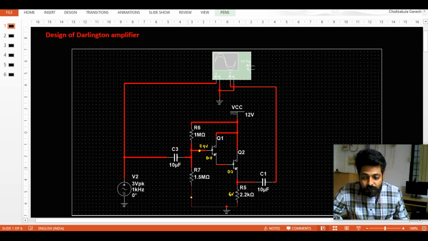After I do the connections, I have to simulate my Darlington amplifier and observe a few things. I have to verify the voltage gain should be 1, almost less than or equal to 1, and the current gain AI should be maximum.